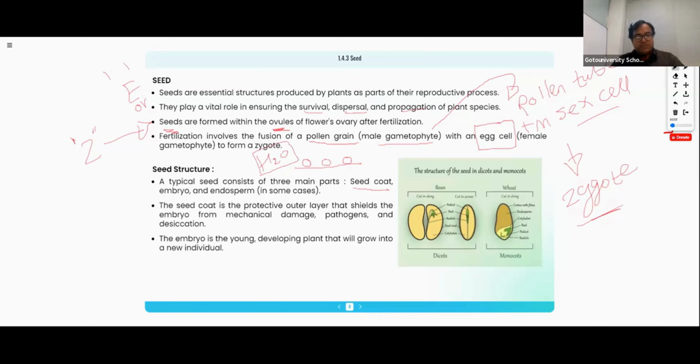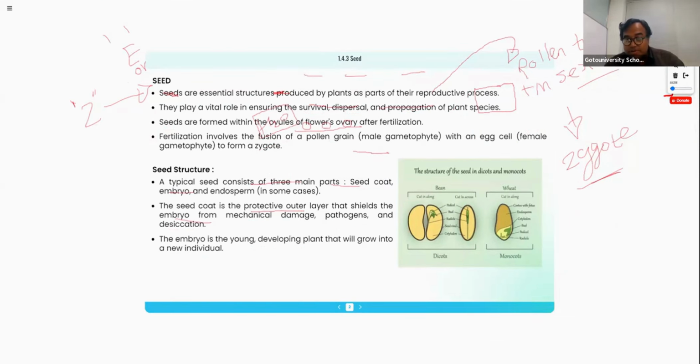The seed coat is the protective coat that we already narrated. It stops mechanical damage, microorganism entry, and desiccation, which means breakage or damage. The embryo is a developing plant that grows into a new individual, right? If you're looking into the structure, we narrated in this picture the dicot and monocot in the last slide itself. For the dicot, a very good example is bean. A very good example for the monocot is wheat, right?